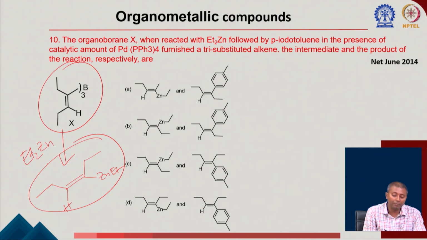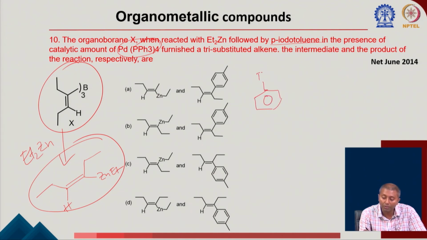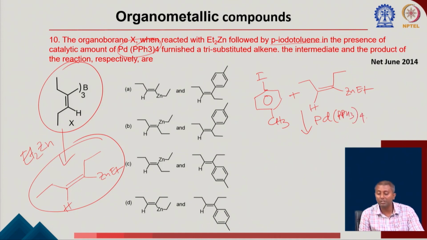Once you get this one, now you are treating this with, what is the next question? They are saying you take para-iodotoluene in the presence of palladium PPh3 whole 4. So you take this compound, this is a para-iodotoluene, and you have this reagent here. You use a palladium catalyst. What is going to happen? Which reaction do you remember? I already talked about this reaction. This is an example of a Negishi coupling.